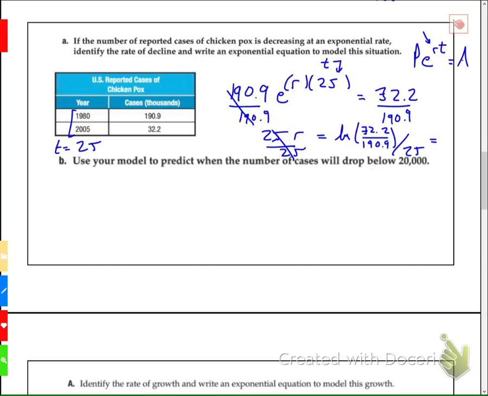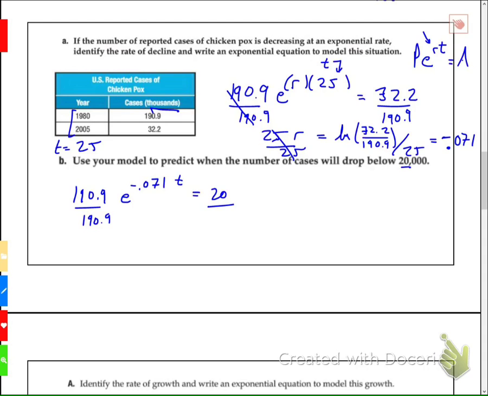So we got a negative rate, which is totally acceptable because we were expecting to lose cases of chickenpox. The number of chickenpox cases are going down. So there's my rate. Now I can use it to make a prediction. So I'm still going to start with 190.9. I'm still going to use e, since that's where I got it from. I want to solve for t, and I'm trying to get 20, and we're counting in thousands, so I'll write just that as the number 20.